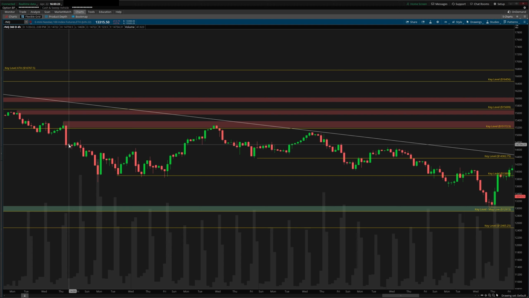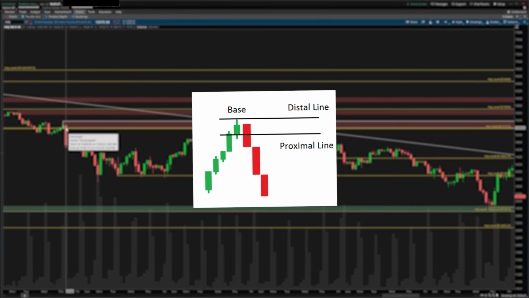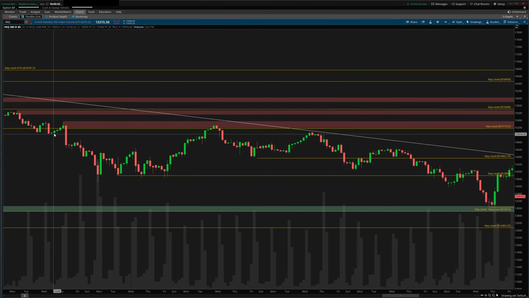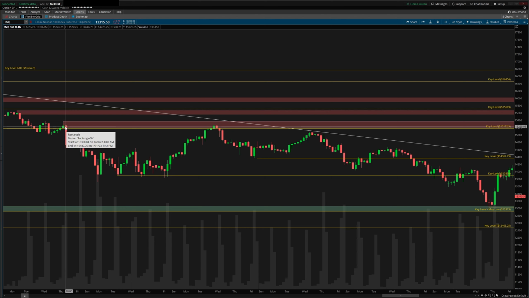Now, this would be considered a supply zone. How do you draw them? You draw them from the body of the last green candle to the last high before they move down. So this is where the supply zone stemmed from.